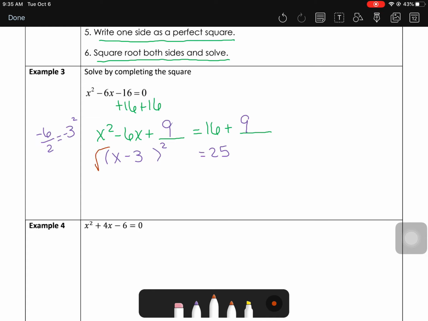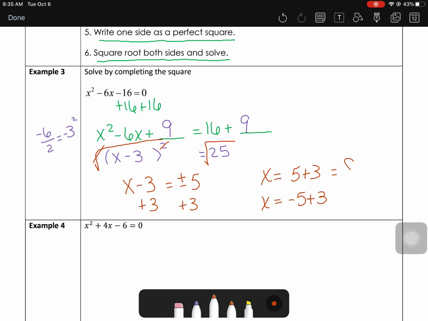Now we take the square root of both sides. A square and a square root cancel. And don't forget your plus or minus. To finish the problem, we get the x by itself, so we're going to add 3 to both sides. So now we have two problems to solve. We have 5 plus 3, and we have negative 5 plus 3. Final solutions will be 8 and negative 2.